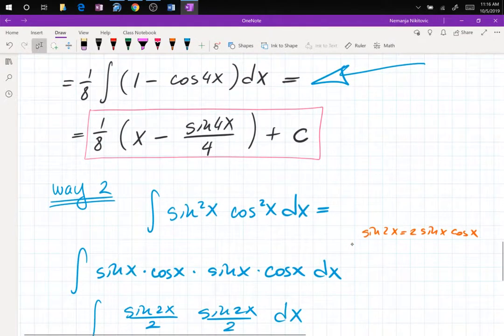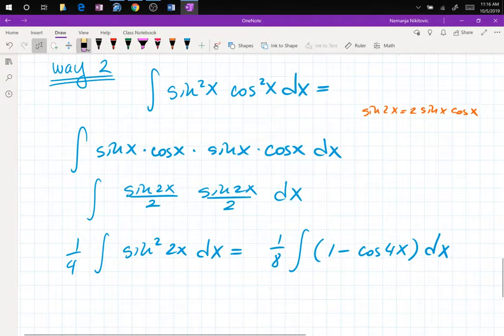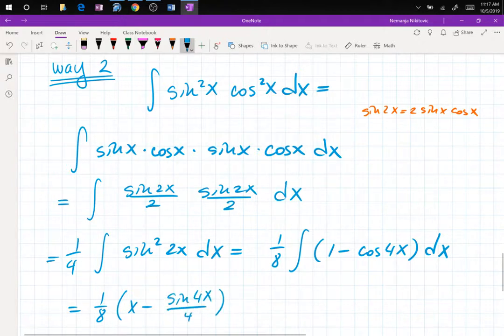It's a really cool transformation, and it does help a lot in certain cases. So now this problem is done, because the next step is to just integrate this: 1/8 x minus sine 4x over 4 plus c, and be done. So that was another way.